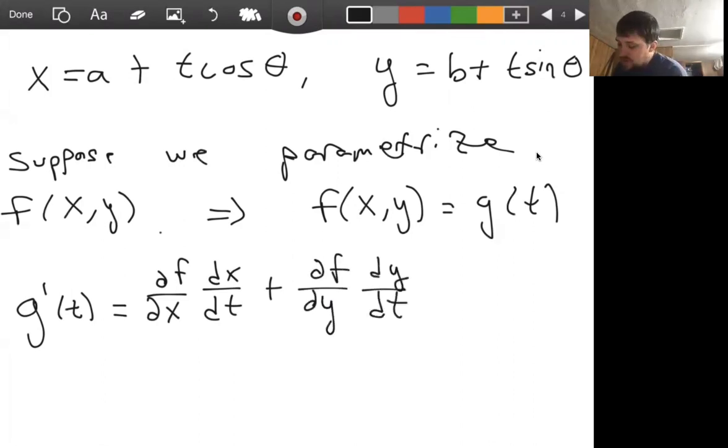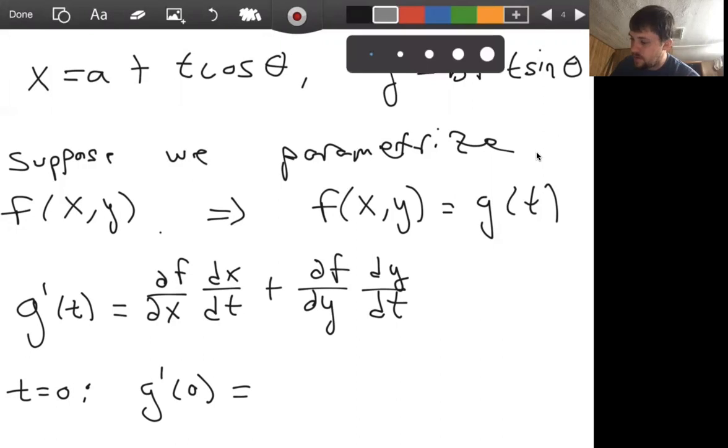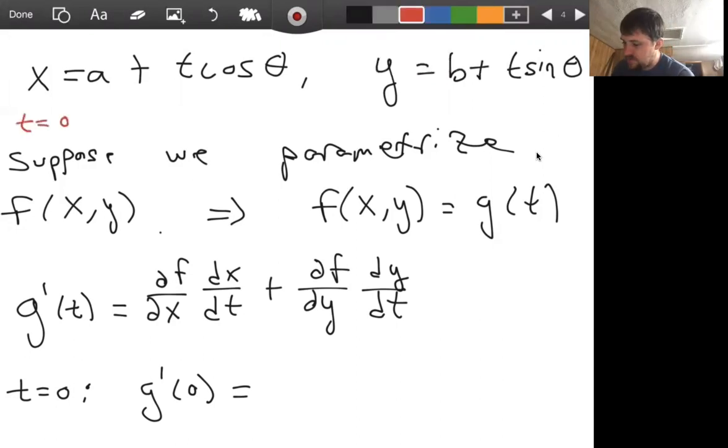Now, when t equals 0, we want to look at g prime of 0. Let's look at what happens when t is 0. When t equals 0, what does that mean? That means x equals a, and it means y equals b.